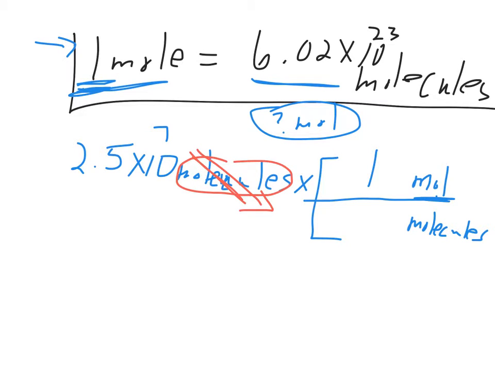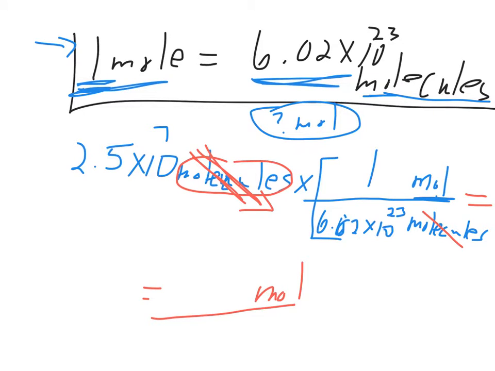Okay. What number goes with molecules? The 6.02 times 10 to the 23rd. Very good. Okay, 6.02 times 10 to the 23. Okay, now because these units are right across opposite of each other, they cancel out, and your answer is going to be in moles. Okay, now take out your calculator.